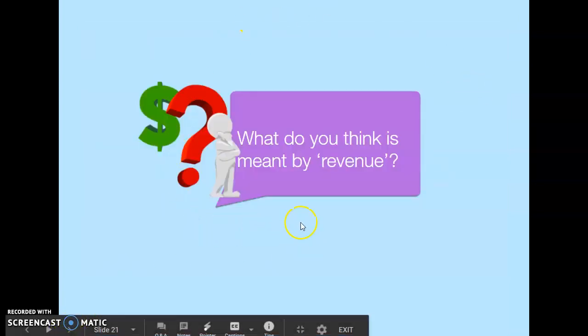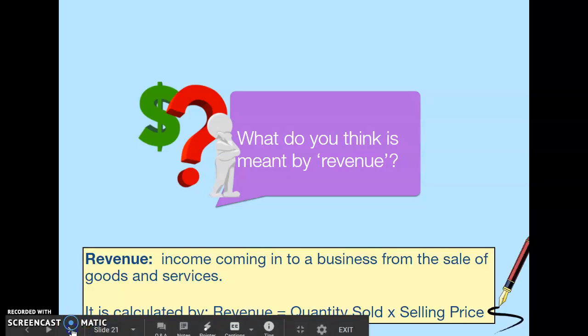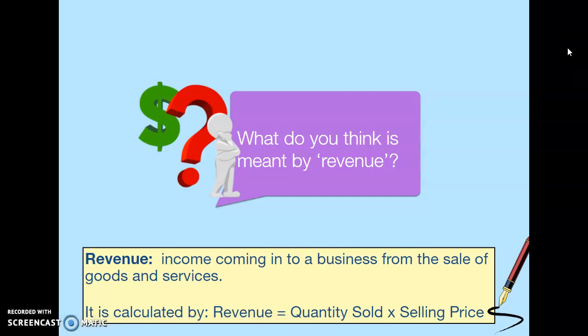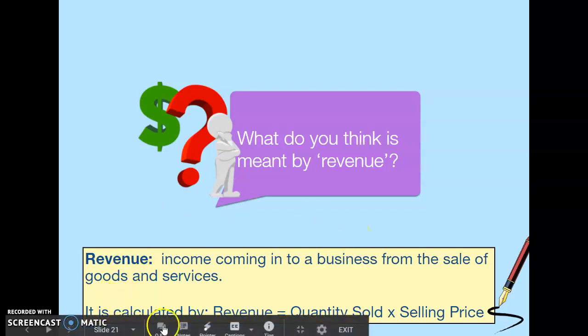What do you think is meant by the term revenue? We've talked about revenue before, but I don't think we've ever done it in that much detail. So I've given you here a definition that you can remember and the formula to calculate it. Revenue is income coming into a business from the sale of goods and services. It is calculated by finding the quantity sold of goods times the price that they're setting those goods at.